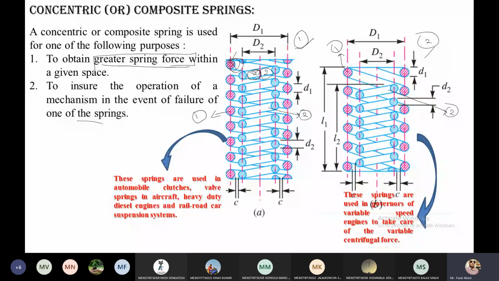Now see here, the first category of spring is used in automobile clutch plates, valves in aircraft, heavy duty diesel engines, railroad car axles, as I just said. There you can find the practical application of the springs. The second category you can find in the governors of variable speed engines, to take care of the variable centrifugal forces. There you can find this type of spring.